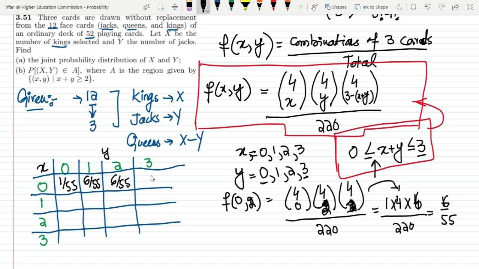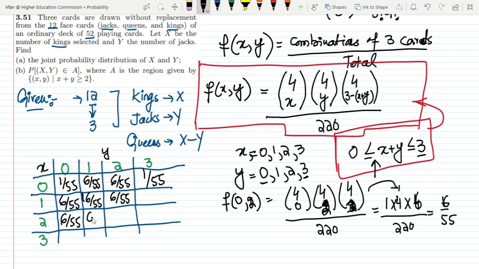Let me fill it out with the values I previously found. So it will be 1 over 55, similarly 6 over 55, here 16 over 55. And this is again 6 over 55. This value will be neglected because 1 plus 3, the x and y values, is greater than 3, which is 4, so I am neglecting it. Similarly here it will be 6 over 55.